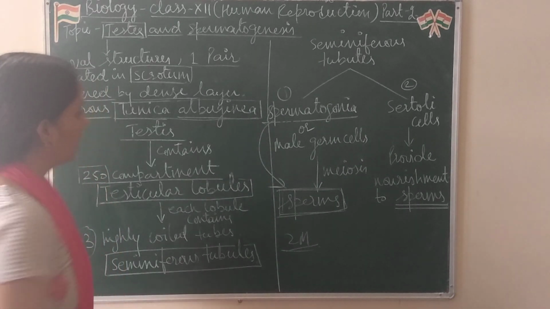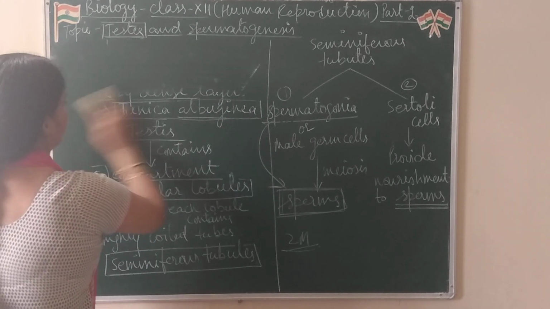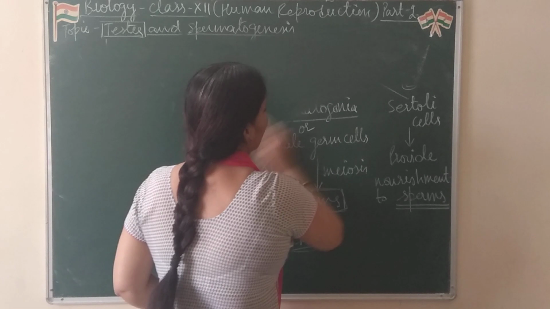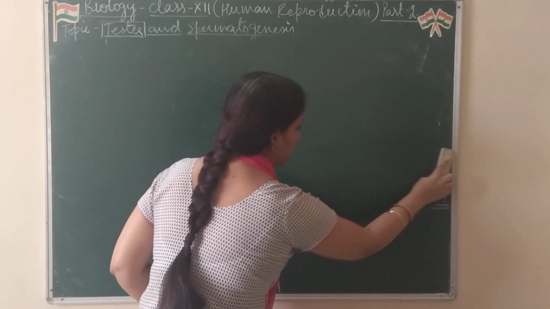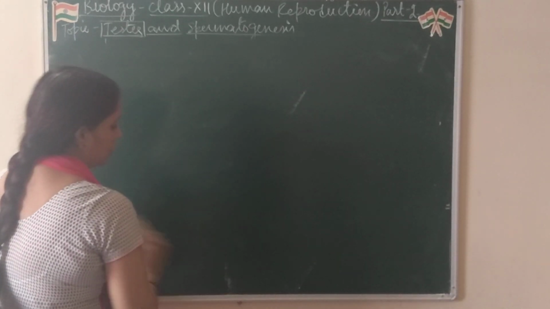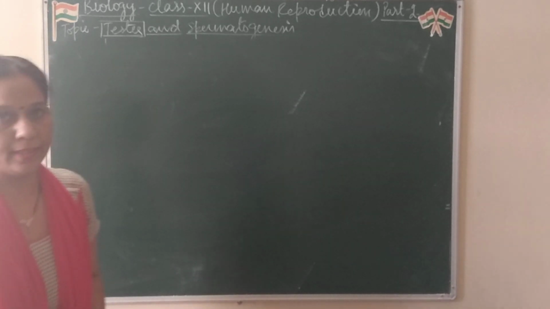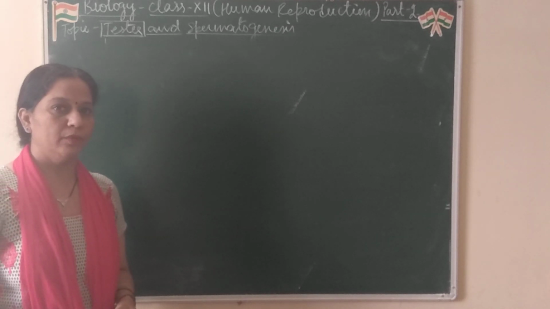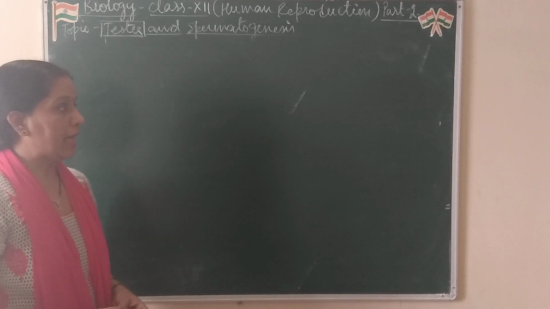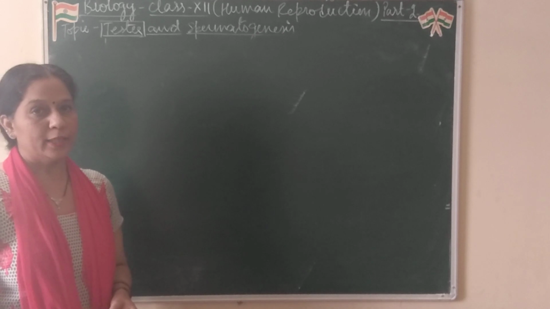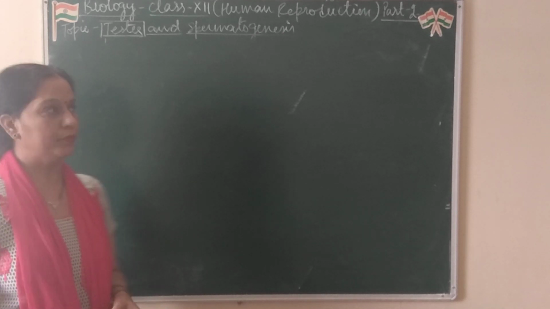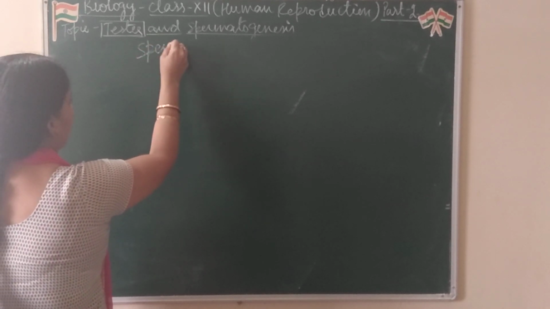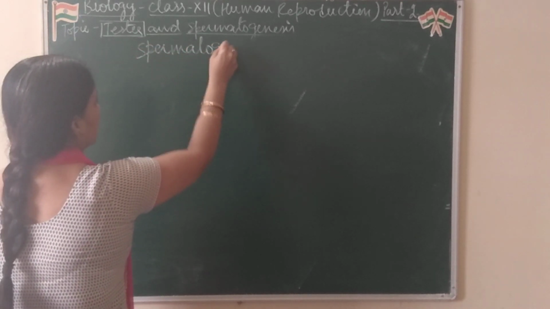Now we'll see spermatogenesis. What is the site of spermatogenesis? If you give a general answer, it is the testes. For a class 10 student, it will be the testes. But in class 12, you have to specify that it takes place in the seminiferous tubules of the testes. So we will start the spermatogenesis process. It starts from spermatogonia.